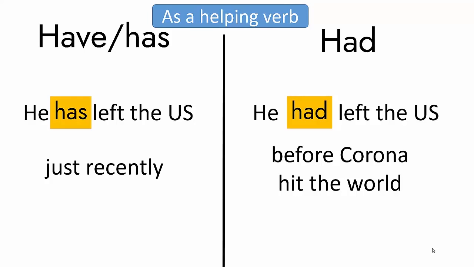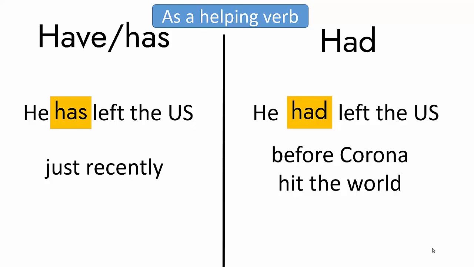He has left the US just recently means immediate past. Just recently: I have not mentioned any particular time in the past. That is why has is added. If a particular time is mentioned, we don't need to add the has. We only write verb 2. Of course, the details of the tenses will be discussed in the further videos.